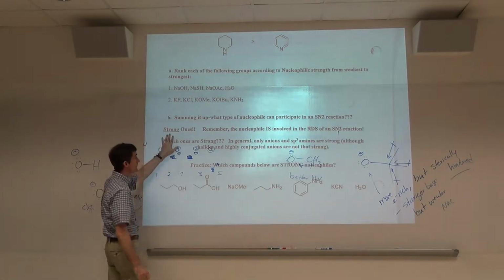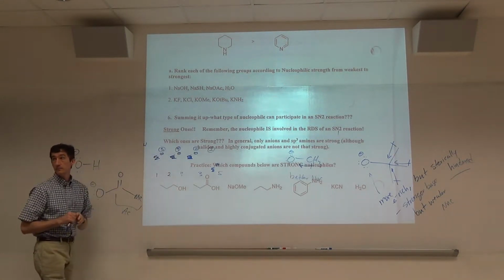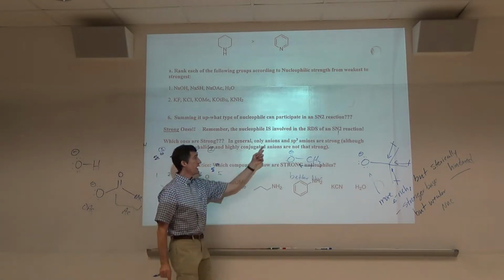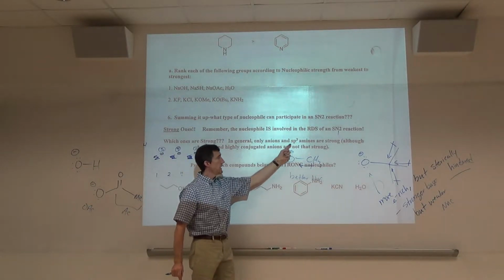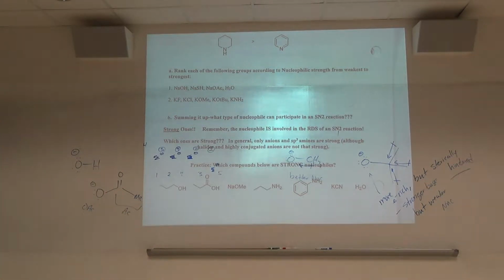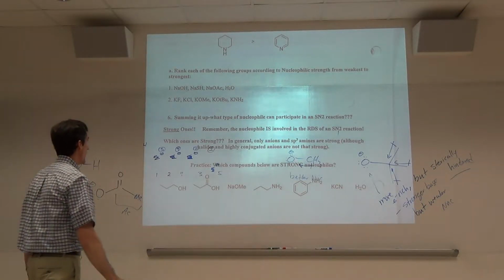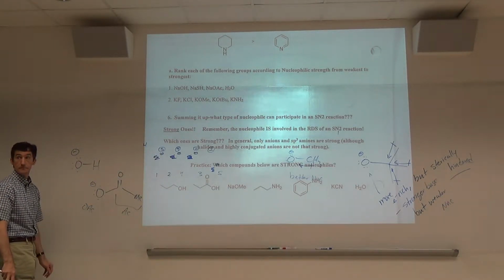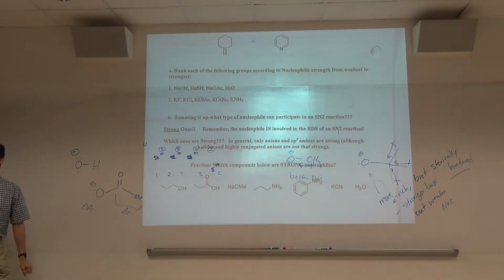Strong. Okay? Which ones are strong? Here's my definition of strong. Anions, sp3 amines. Where have we seen that before? Strong bases. Anions, sp3 amines. There can be exceptions to this. Would you put CH3 minus as a stronger nucleophile than NH2 minus? Yes. Because carbon is not as good a leaving group as nitrogen. Less electronegative.